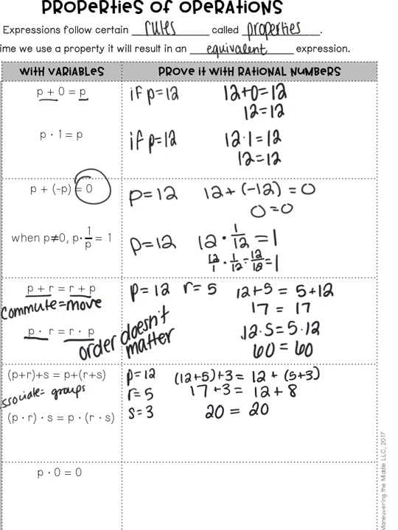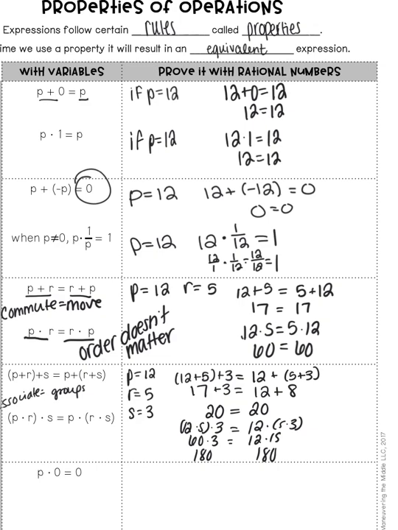Same thing with multiplication. So if I do 12 times 5 times 3, or I do 12 times 5 times 3, 12 times 5 is 60 times 3, and then we have 12 times 15. Okay, if I do 60 times 3, I get 180. If I do 12 times 15, guess what? Still 180. Okay, so again, equivalent expressions.